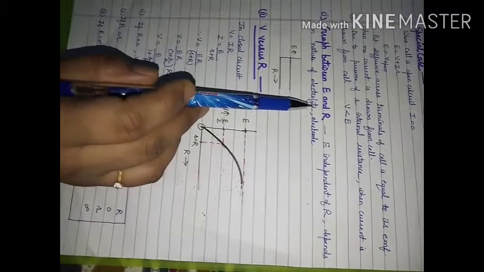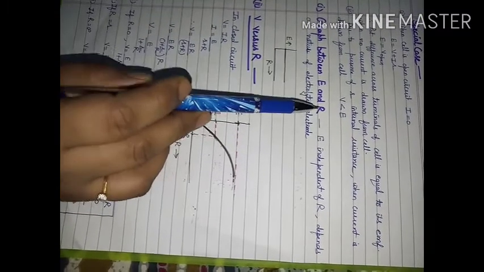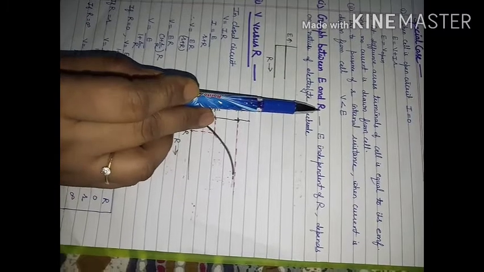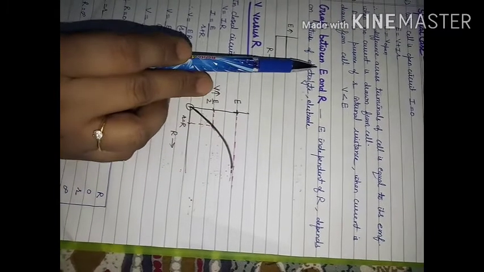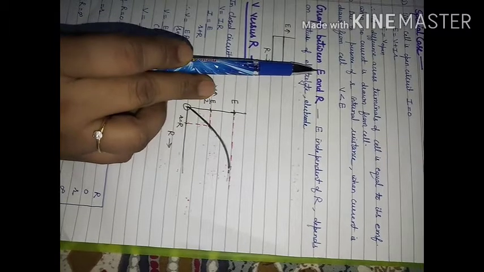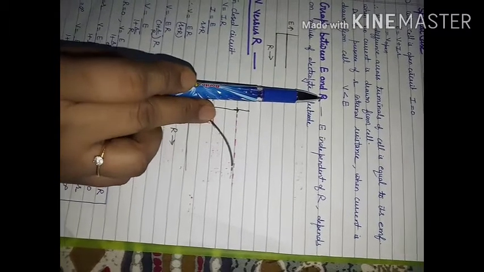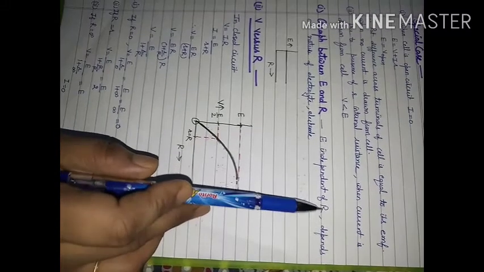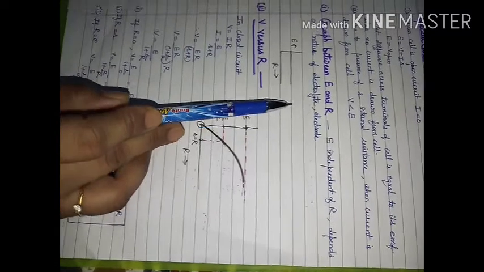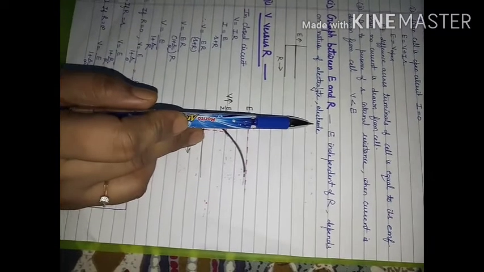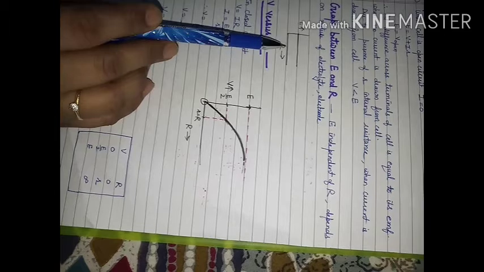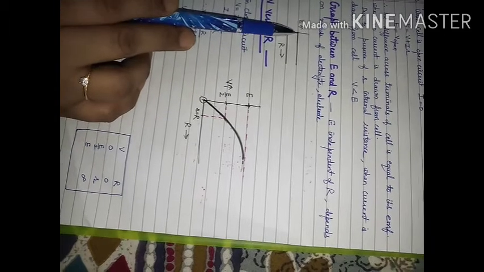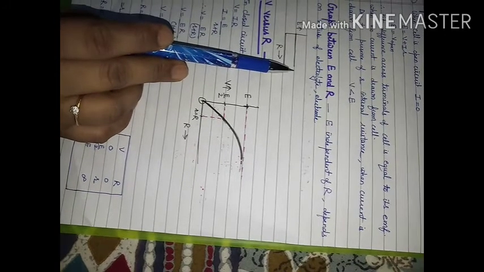If it is asked to draw a graph between EMF and external resistor, then whether your external resistor is there or not, EMF will be there. So EMF is not dependent on R. It is independent of R. It depends on the nature of the electrolyte and the electrodes that you have taken. So being independent of R, the graph between E and R will come out to be a straight line.